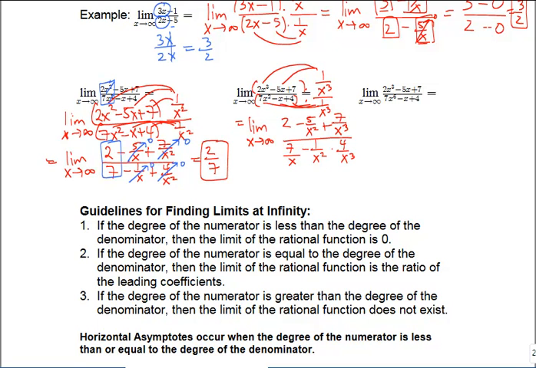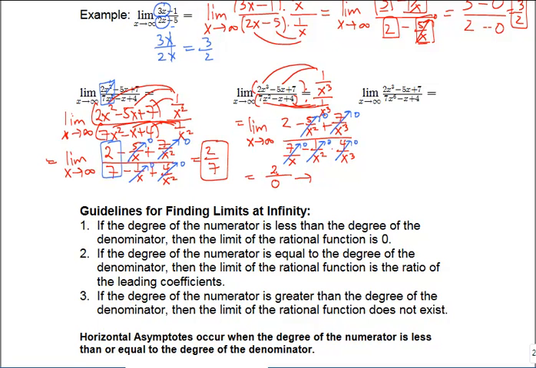So using my generalization, any term that has a constant over a power of x is going to go to 0 as x goes to infinity. So 5 over something really, really big is going to get really, really small. So this goes to 0, this goes to 0, this goes to 0, this goes to 0, and this goes to 0. So what we're left with is that 2 on top and something that's going to 0 on the bottom.